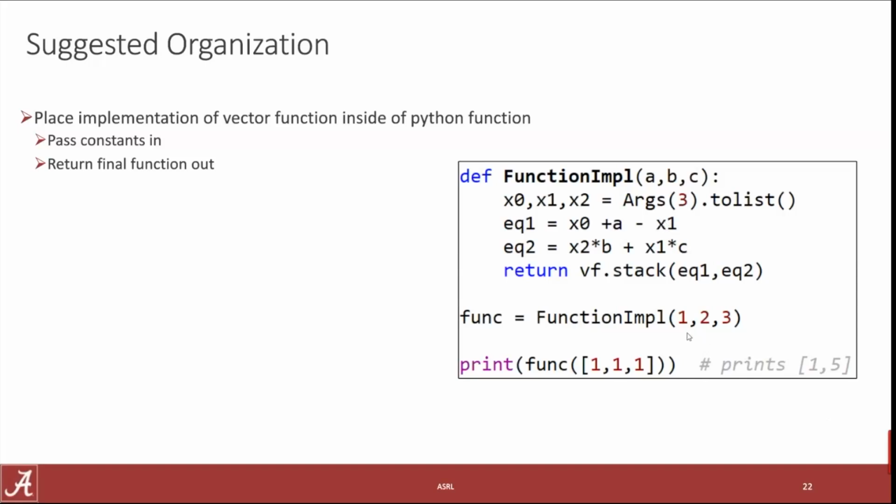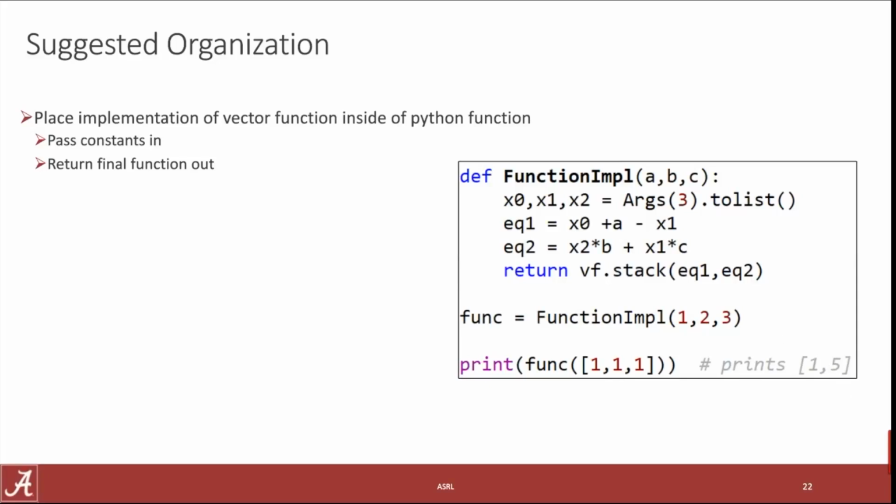So we obviously get a result of 1, and equation 2 is giving us x2, which is the last data input to the vector function arguments, times b, which we instantiated as 2, plus x1, so the 1 of the vector function argument, times c, which we instantiated to be 3. So that yields a 5.